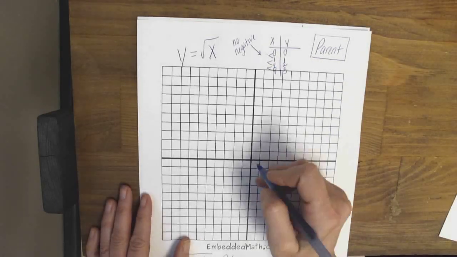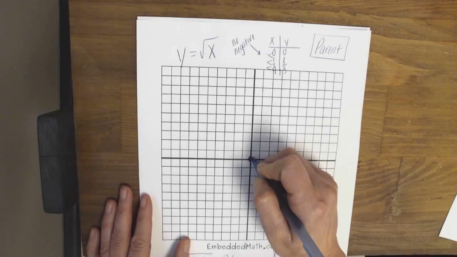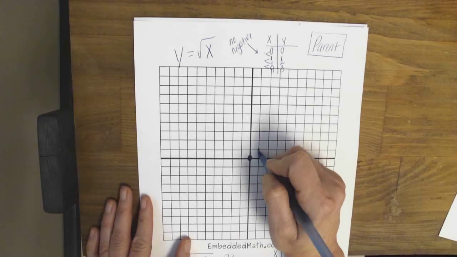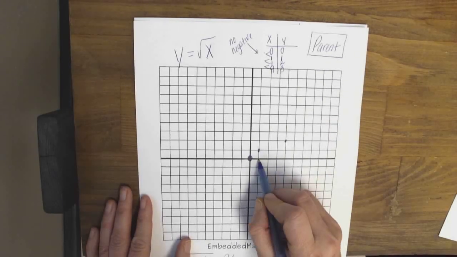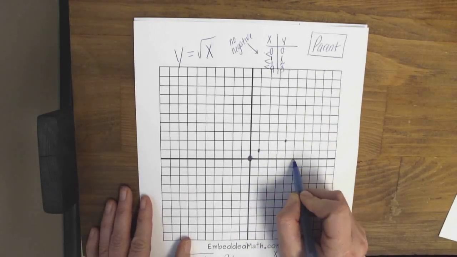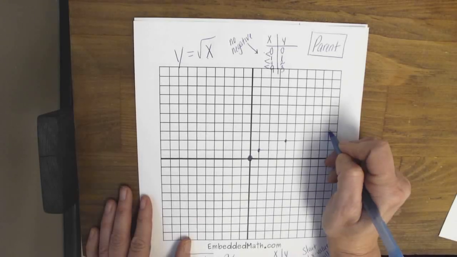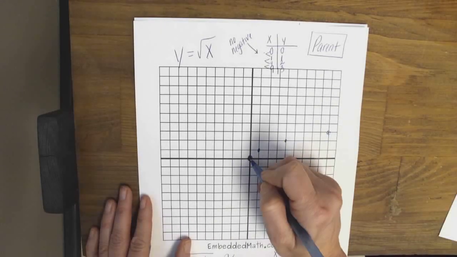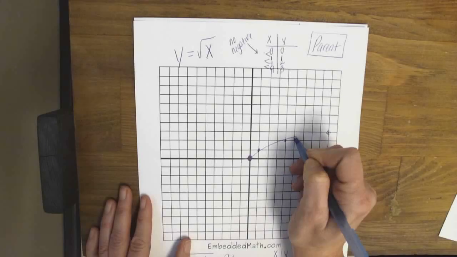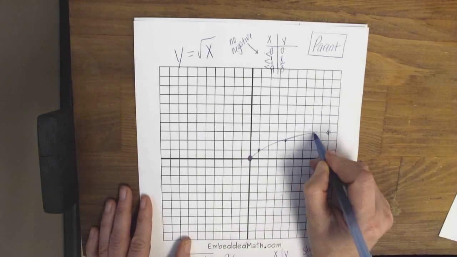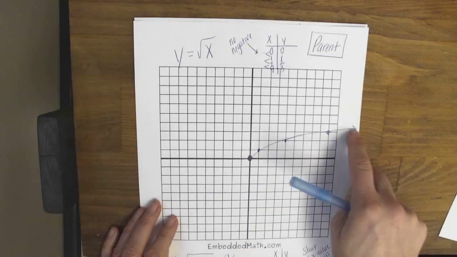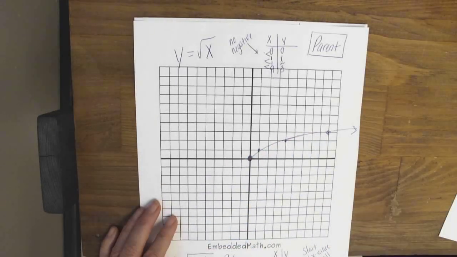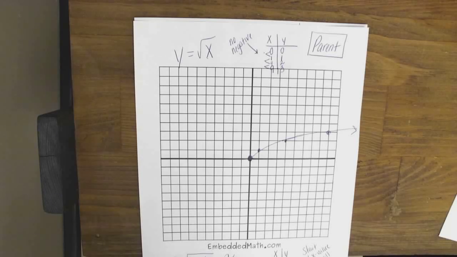If I plot these points, 0, 0, that's where it starts, and then 1, 1, and then 4, 2, and then 9, 3. I could keep going, but it starts at 0, 0, and it goes forever. I call it like the arm function. It kind of just looks like an arm hanging out over there. So that is what a basic square root function looks like.